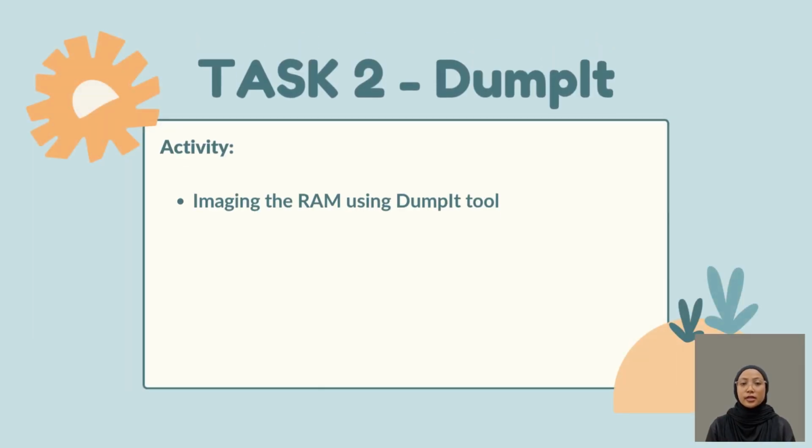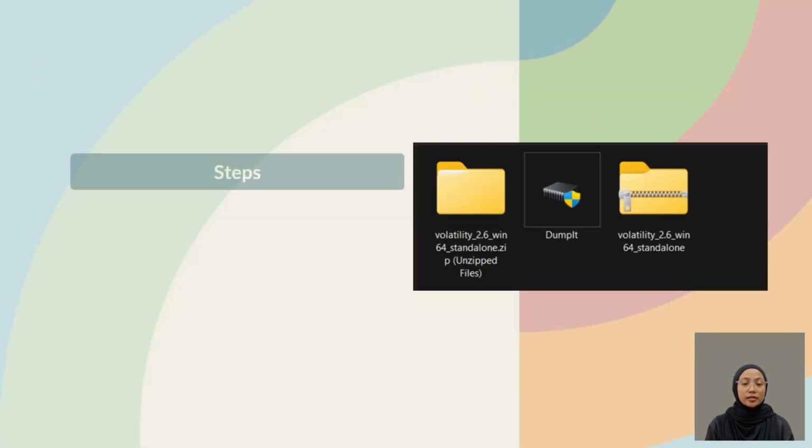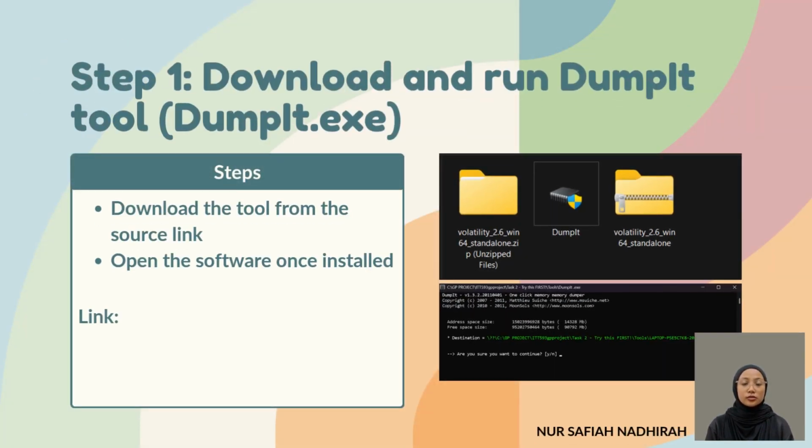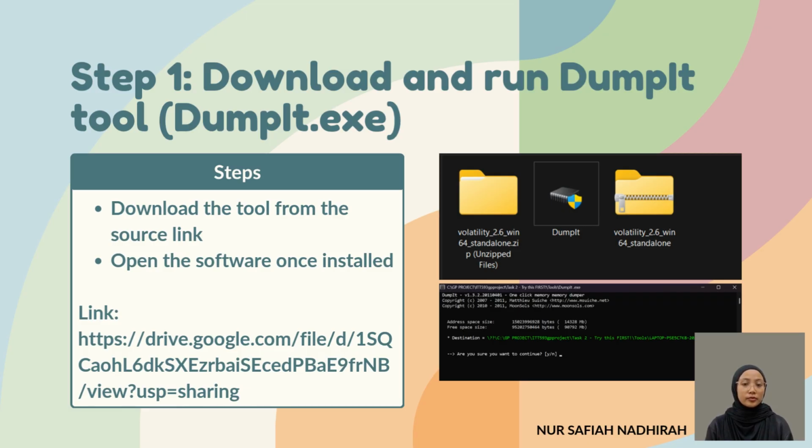Now, let's move to the next part of Task 2, which is imaging RAM using the DumpIt tool. There are 5 steps in conducting this task. Step 1 is to download and run the DumpIt tool. The DumpIt tool is already provided in the given link, so we just need to download it, then open the software, which is DumpIt.exe, once installed. Then, it will show a window like in the second picture.